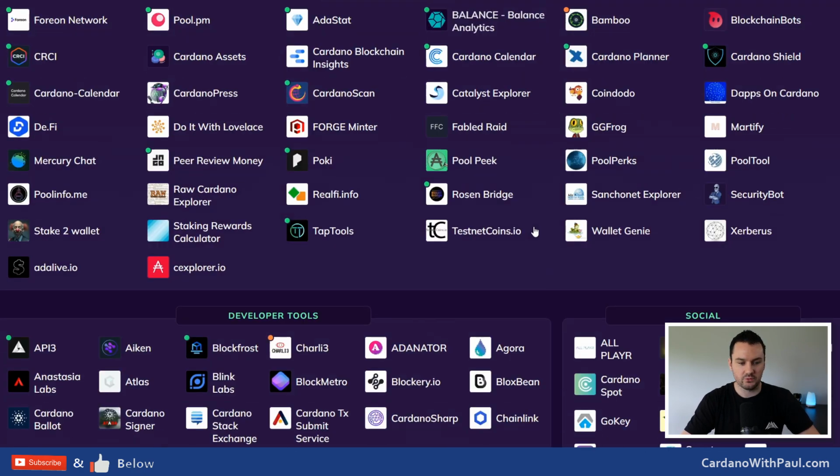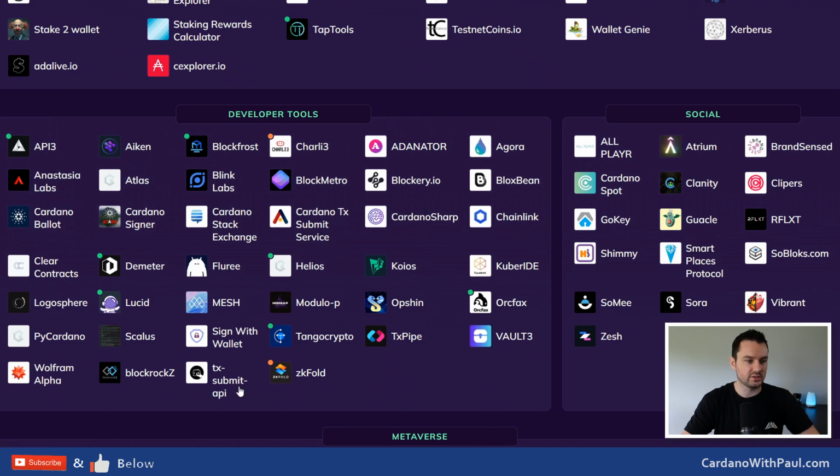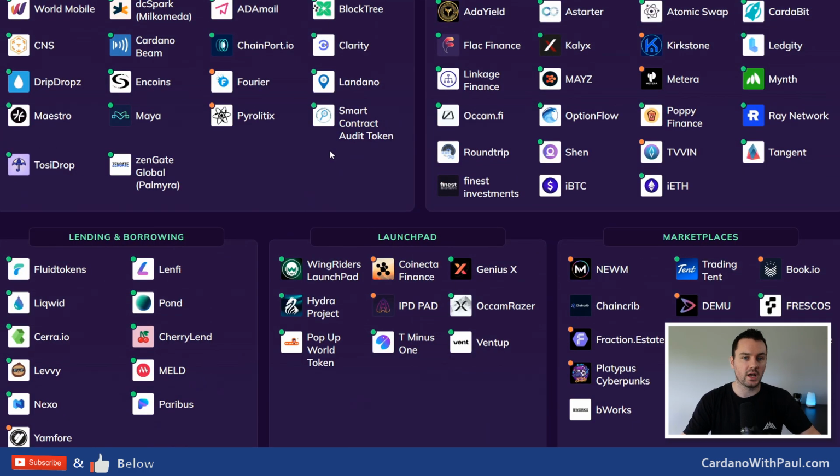As I said, there's lots of different categories here. Probably some DeFi protocols that are mixed in here. In terms of DeFi, actually, you have Charli3 and you have Orcfax, which would be the main decentralized oracles for Cardano. Hope this has been useful.